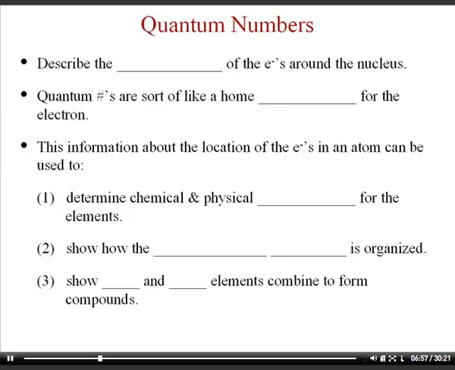Now we have another definition called quantum numbers. A quantum number is basically describing the location of the electrons in an atom, and the quantum numbers are sort of like the address for where the electron lives. And this information is going to be used to determine three things. Number one, the chemical and physical properties of the elements. Number two, it also can tell you how the periodic table is organized, why it kind of looks like it's in sections or big gigantic blocks. That relates to the electron address. And it also shows how and why the elements combine the way they do to form compounds. So if you've ever wanted to know why water is H2O and not H3O or H4O5, and why hydrogen can bond with oxygen and stuff like that, it comes from the electron address.